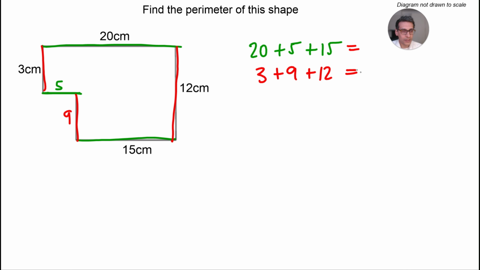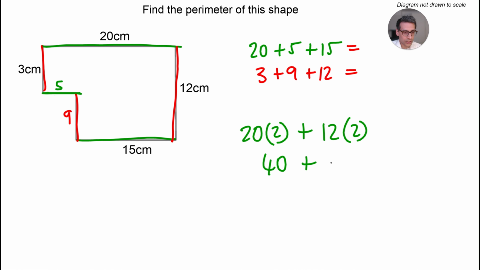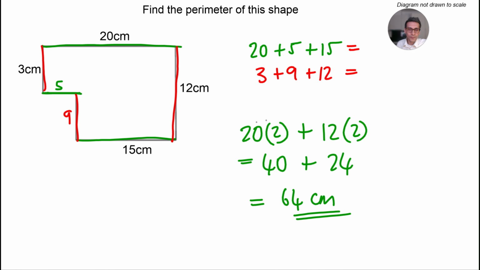Now we could do all of this addition, but actually it might just be quicker to notice that it's just 2 lots of 20 and 2 lots of 12. So we can actually just work those out a lot quicker. So 20 times 2 plus 12 times 2. So that's 40 plus 24, which is 64 centimeters. And that's a length, so we just leave it like that. It's not an area, so we don't put squared.